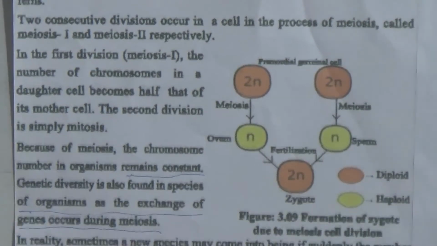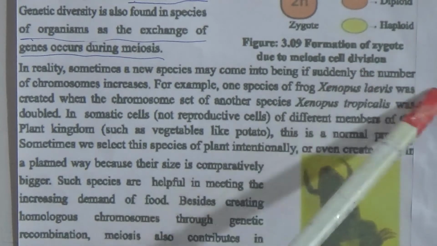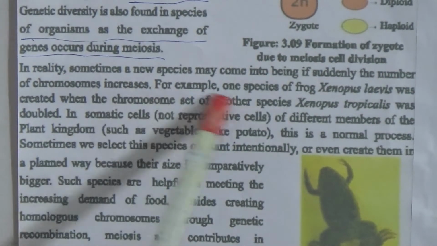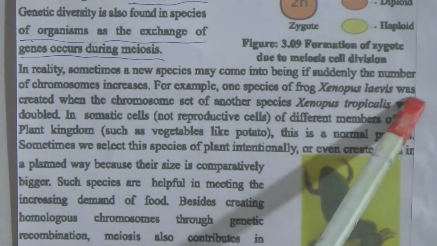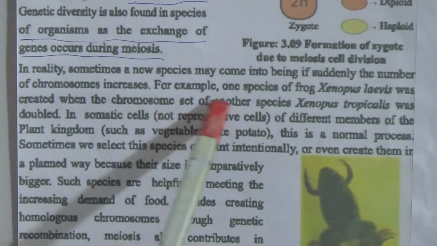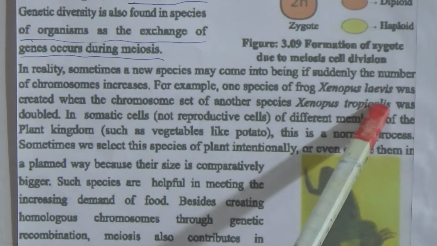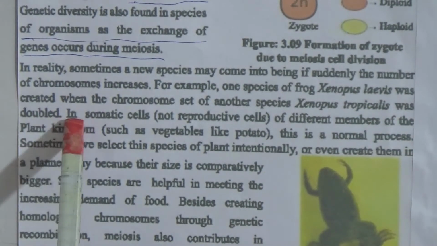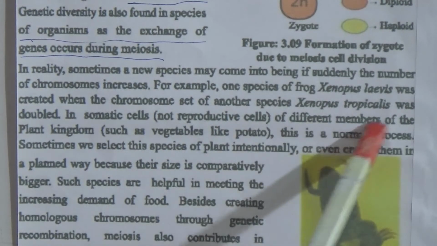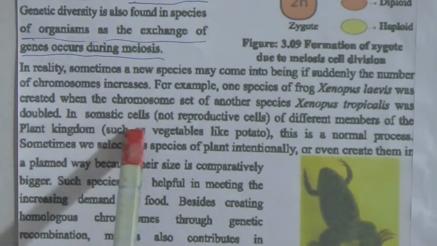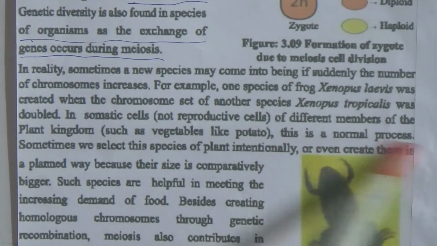In reality, sometimes new species may come into being if suddenly the number of chromosomes increases. For example, one species of frog, Xenopus laevis, was created when the chromosome set of another species, Xenopus tropicalis, was doubled. In the plant kingdom, doubling occurs in somatic cells, not reproductive cells, of different members, such as vegetables like potato. This is a normal process.